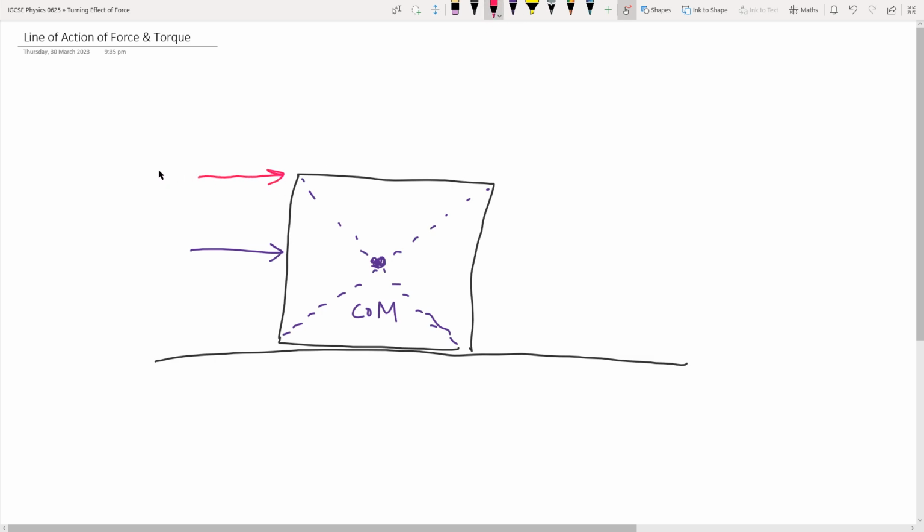Now which force is going to turn it over, F2 or F1? And which force is going to create a linear motion? So over here F1 will cause linear motion, right?